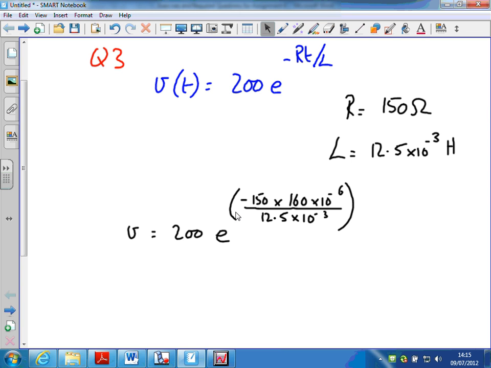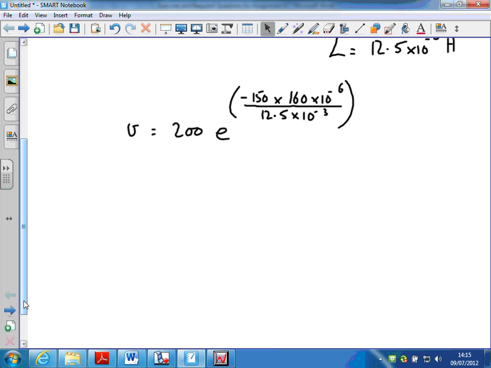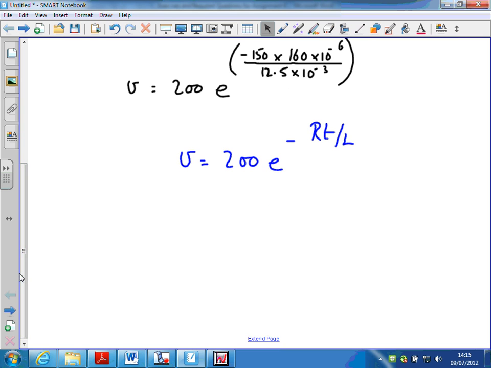For the second part of this question, we have to take this function, v equals 200 e to the minus rt over L, which is a very common function actually. It describes the change of voltage in a circuit, an inductor circuit, as you'll see. What I need to do for part B is find the time for the voltage to reach a certain value. So I need to rearrange this function for t. I suggest that you try rearranging the function before you put any values in.